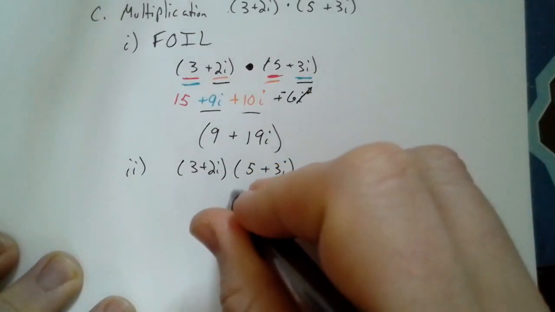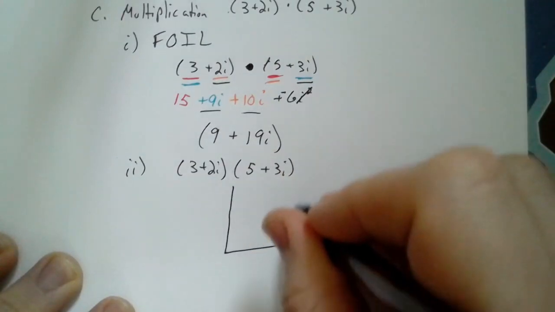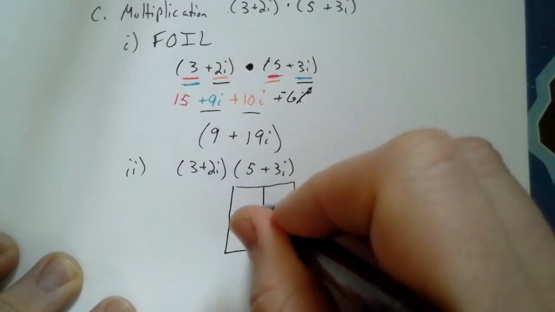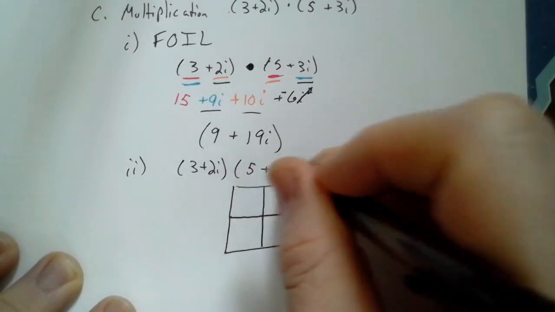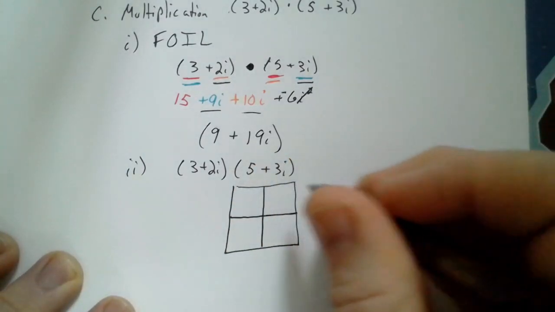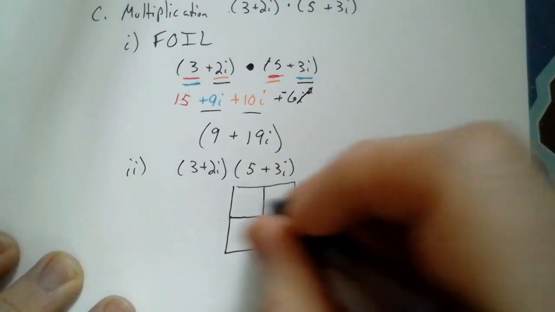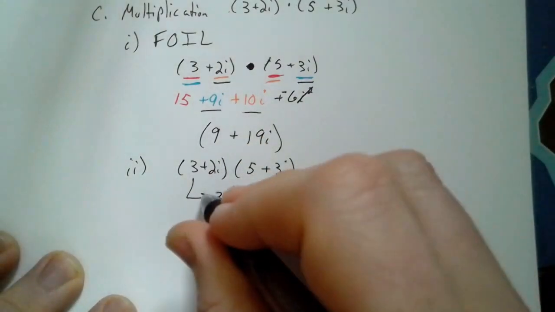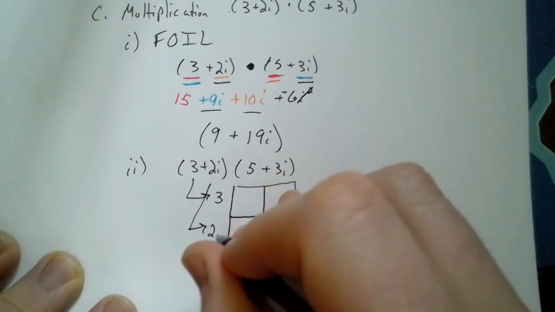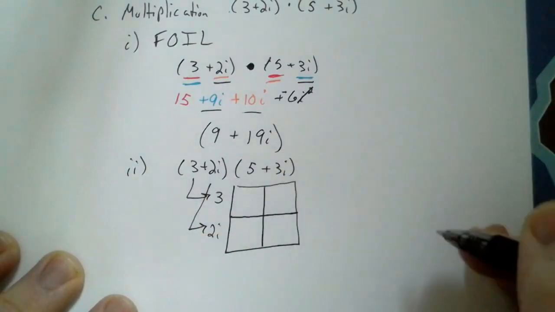To box these up, what I do is essentially draw a 2 by 2 box underneath one of the terms. It doesn't really matter which. I picked under 5 plus 3i. What that means is I'm going to have to rewrite 3 plus 2i vertically. So I'm going to bring the 3 right here, and I'm going to bring the 2i down here. It's a positive 2i because that's a plus, right?